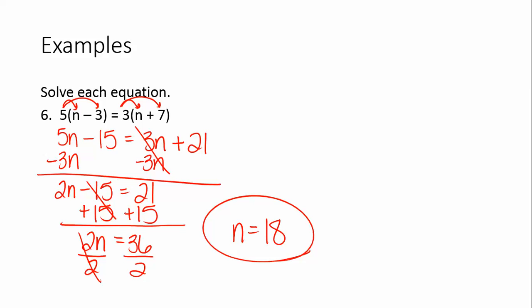So if you have the distributive property, and you're going to see that on the next slide, you always want to do that first, because after you distribute, you might have like terms to combine, you might have variables on opposite sides of the equation.